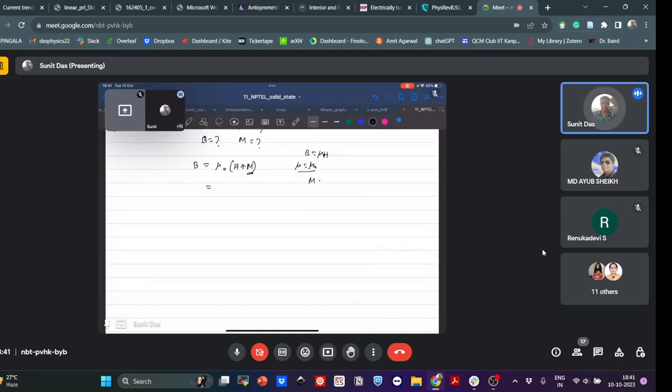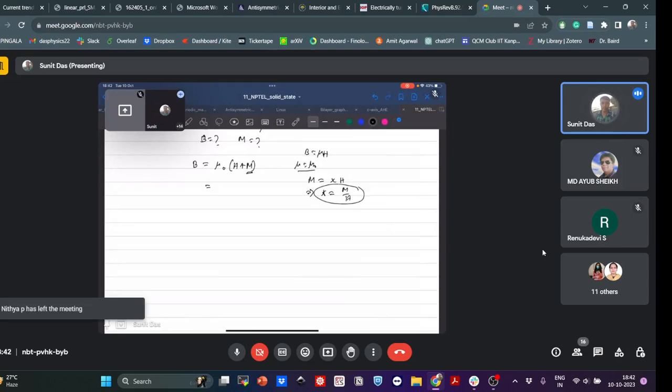And how do we define magnetization? Magnetization is defined as the susceptibility chi into H. If we write it this way, susceptibility equals magnetization by H, and in this form we can easily say that susceptibility represents how susceptible the material is. That means, per unit magnetic field strength, how much is the magnetization.